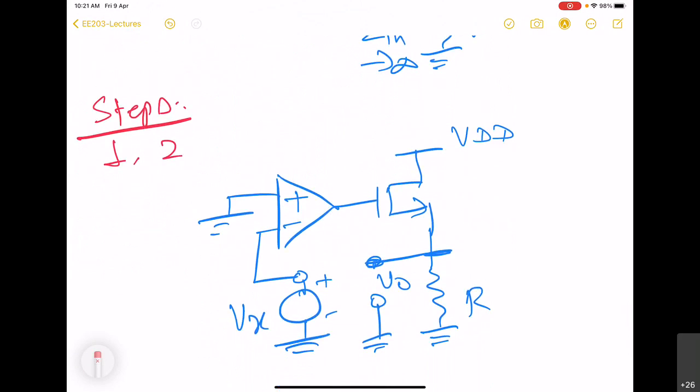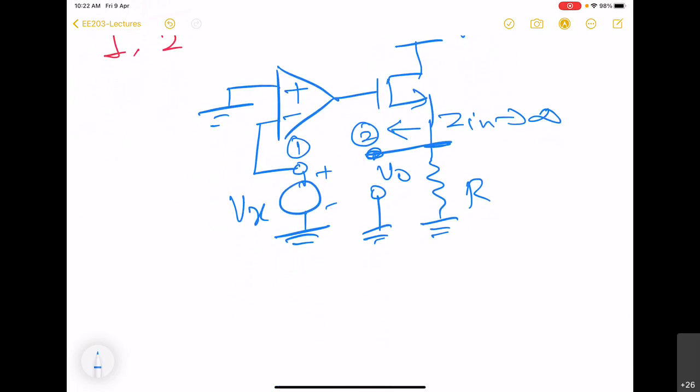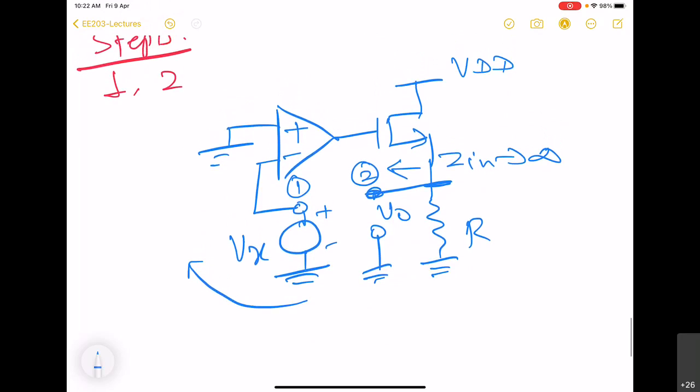So when we break the loop, this is the first node, this is the second node. The second node perceives an input impedance of infinite, which is the same as what it was earlier in the unbroken loop. So we have broken the loop at a correct location, and we don't need to do anything additional here. Now we will just try to find out what VO is. Right, so we start from here and proceed towards VO to find out what the output voltage will be.